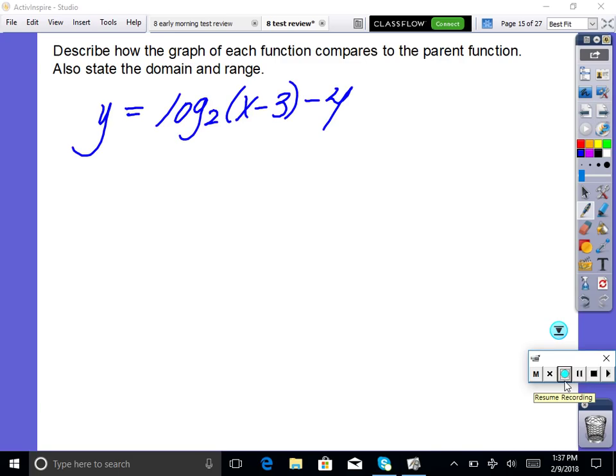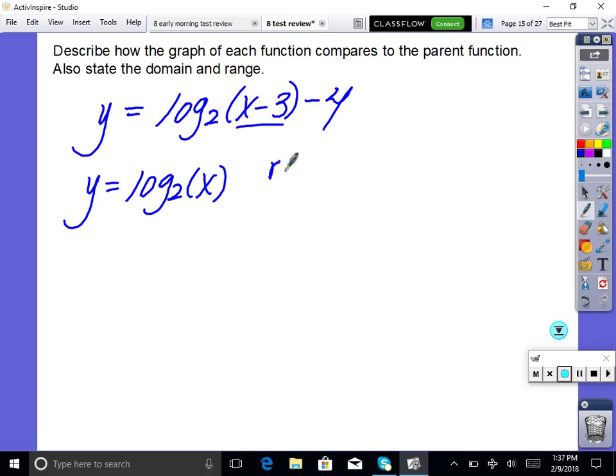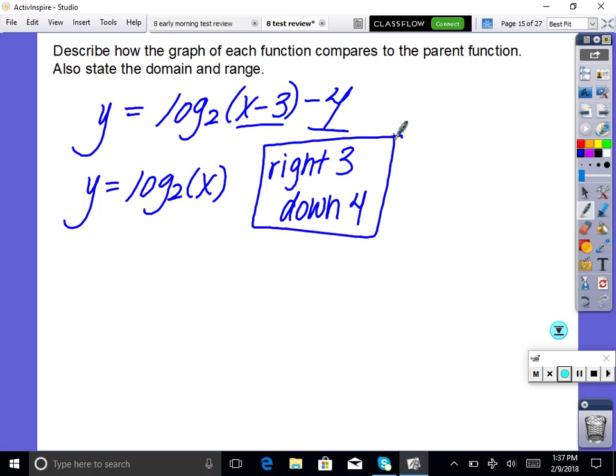So it says, describe how this is comparing to the parent function, and then state the domain and range of this function. So you would say to yourself, well, the parent function is log to the base 2 of x. That would be the same logarithmic equation, but with no shifts. We've now shifted right 3 units, and then down 4 units. That's our shift. Then from there, you would say, okay, domain and range here. Well, if you think this is going to help you, think about where the asymptote normally is. So this graph with no shifts has normally an asymptote at 0. And it looks like this.